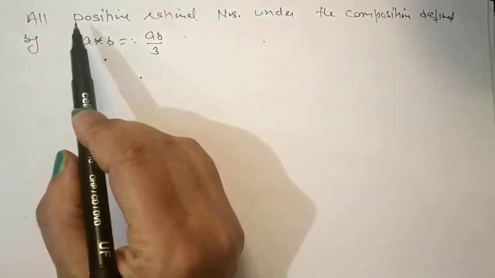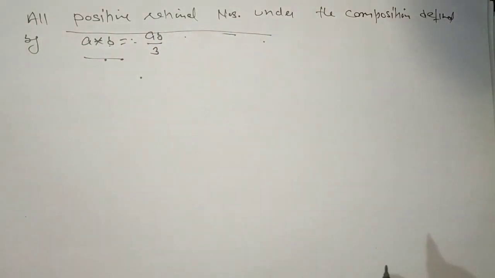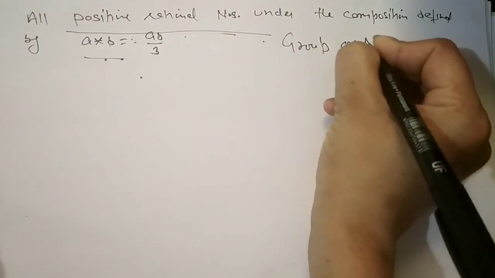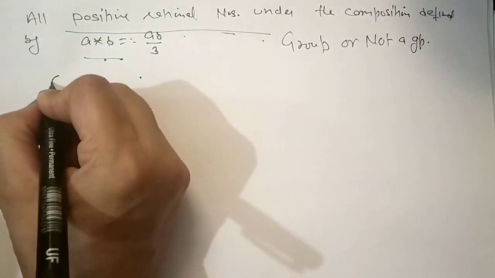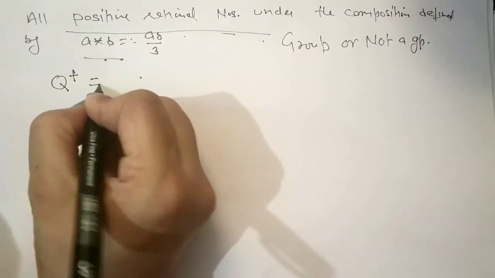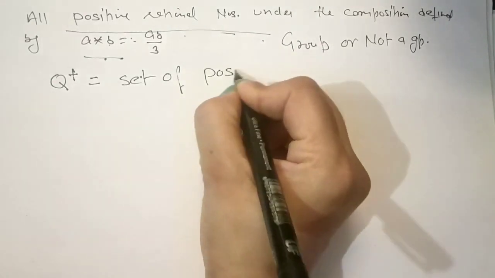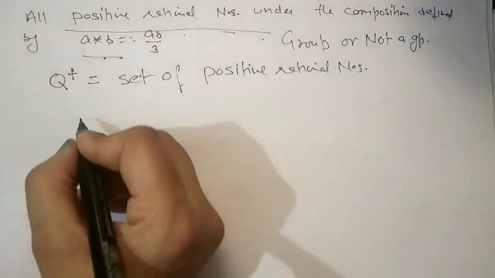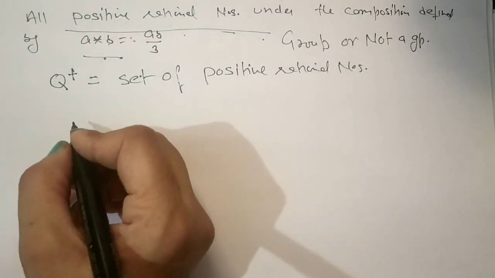Now let us check this set of all positive rational numbers under this operation. So we have to check whether this is a group or not. This is the question of group or not a group. First of all, we have to write this set. This is the set of rational numbers, but only positive rational numbers. So Q plus is the set of positive rational numbers. Now the operation is defined like this. This is already defined, but we have to check the 4 properties.